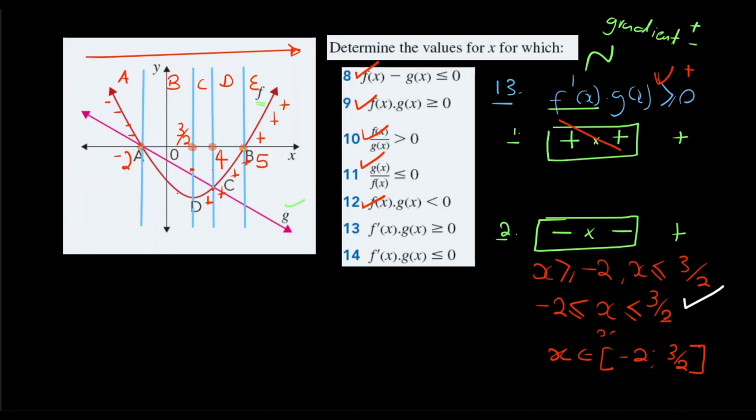So we've answered question 13. Let's move on to question 14. In question 14, we're given the gradient of f of x times the gradient of g of x, and when you multiply them you get less than 0, meaning that when you multiply them, we know you're getting a negative. And to get a negative, you have two scenarios.